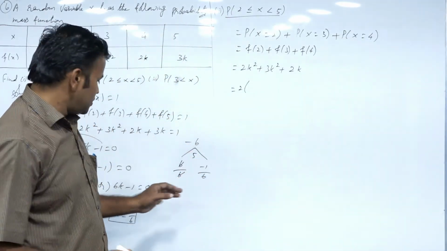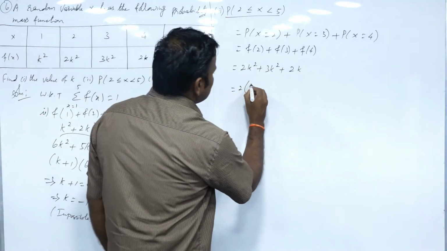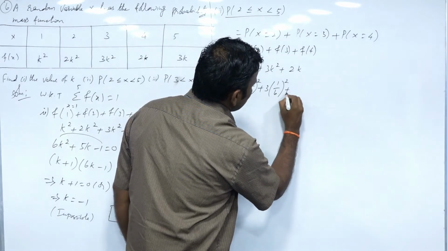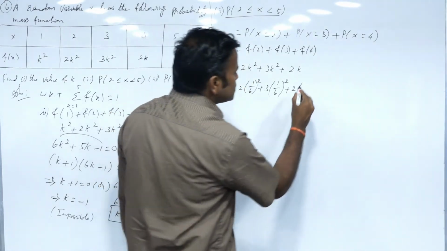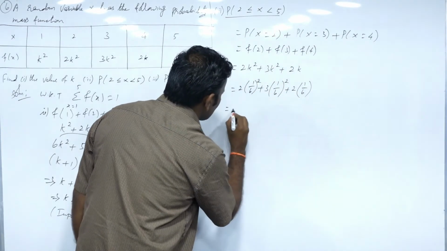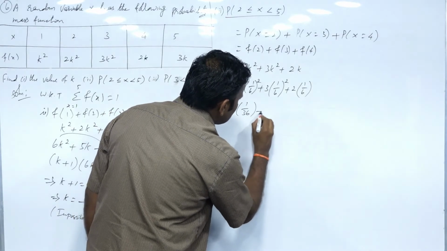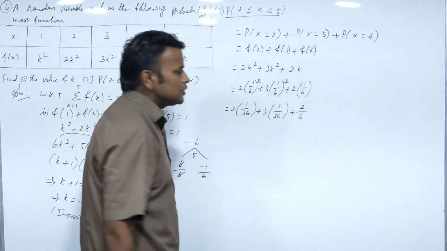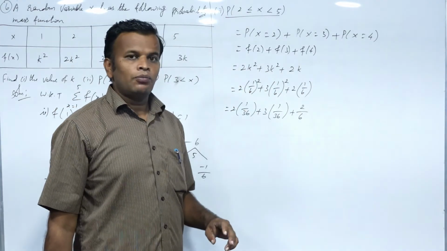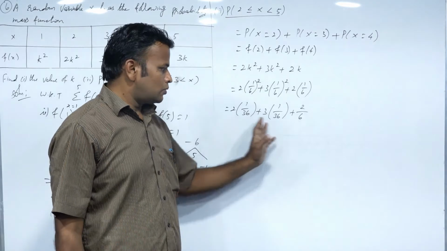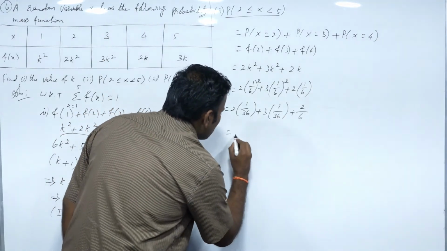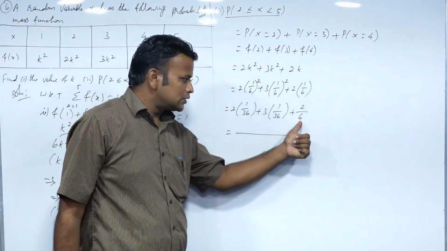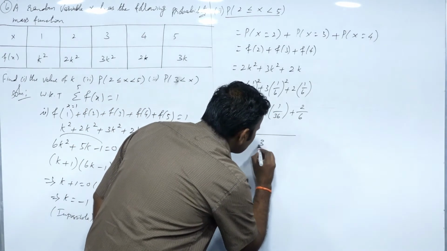So use the value of k here. The value of k is 1 by 6. 2 of 1 by 6 the whole square, 3 of 1 by 6 the whole square, plus 2 of 1 by 6. So 2 of 1 by 36, 3 of 1 by 36, plus 2 by 6. There is a chance to cancel here, but I don't cancel. I take the LCM. So don't cancel the 6. Now check what is the LCM of all three values. Here 36, 36, 6. The LCM is 36.